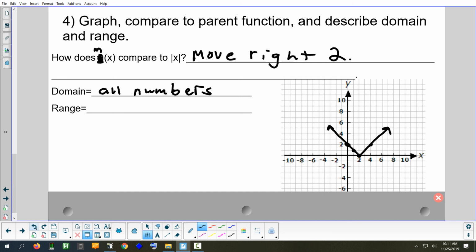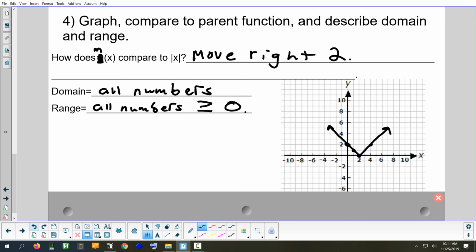Now, how about up and down? That's the range. Does this graph go down forever? Nope. All right? Then if it doesn't go down forever, that means it goes down to a point and that's it. It doesn't go any lower. So what's the lowest that this graph goes? 0. And what's the highest? Infinite. It goes up forever. All right? So the lowest it goes is 0, and then it goes up forever. So your range, all numbers, I'm just going to use the symbol: greater than or equal to 0.